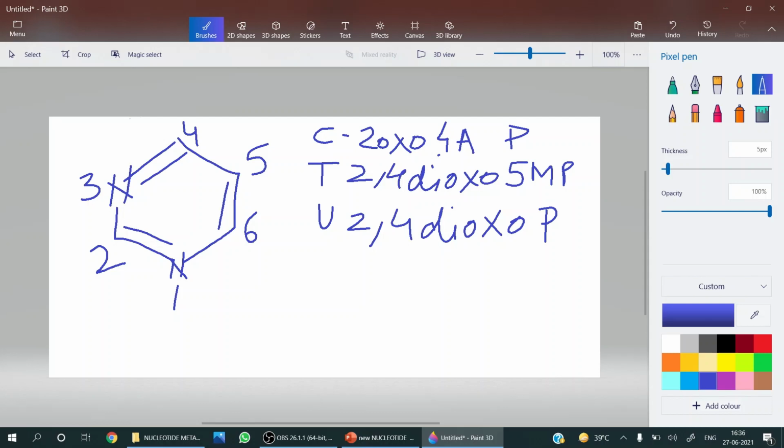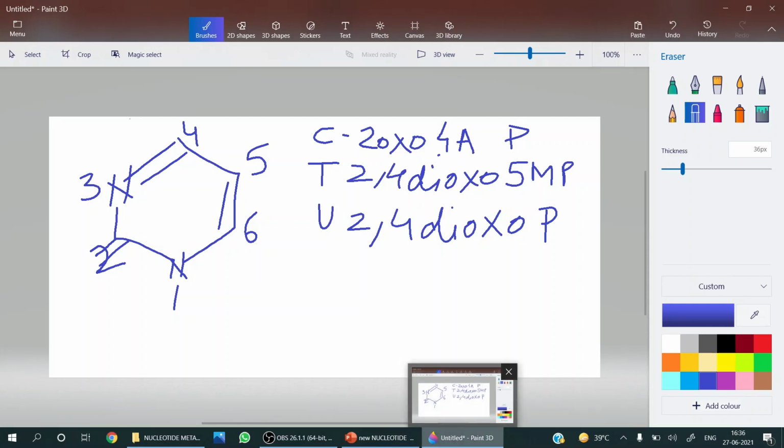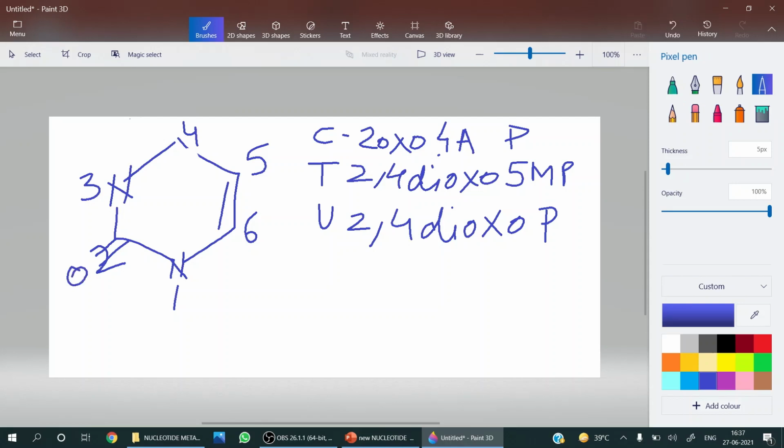How? This is the second position, so you have to put the oxo here. At the fourth position also you have to put it because you need to put the dioxo. At the second position the oxo group is there. At the fourth position also the oxo group is there, and 5-methyl. Here it is CH3. So this will be your thymine, 2,4-dioxo 5-methyl pyrimidine.